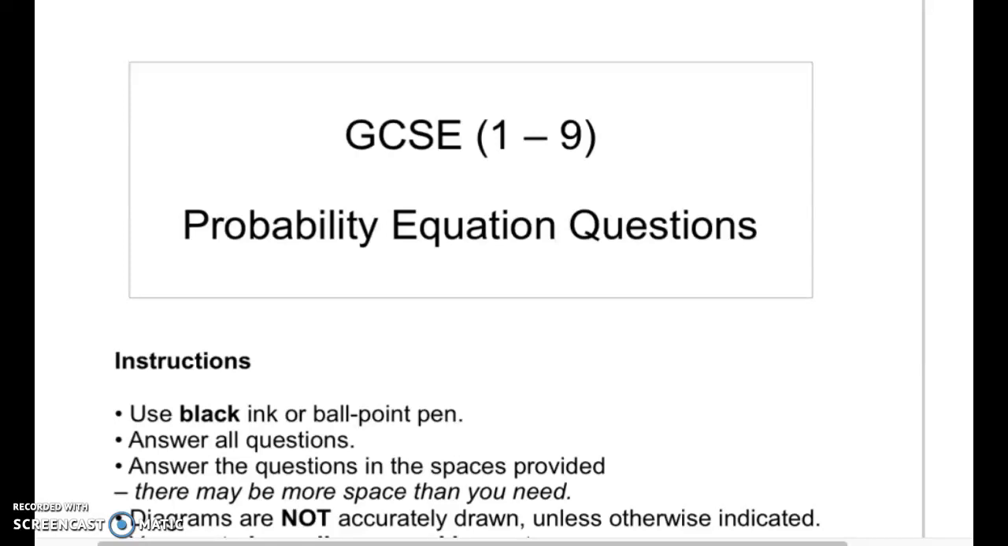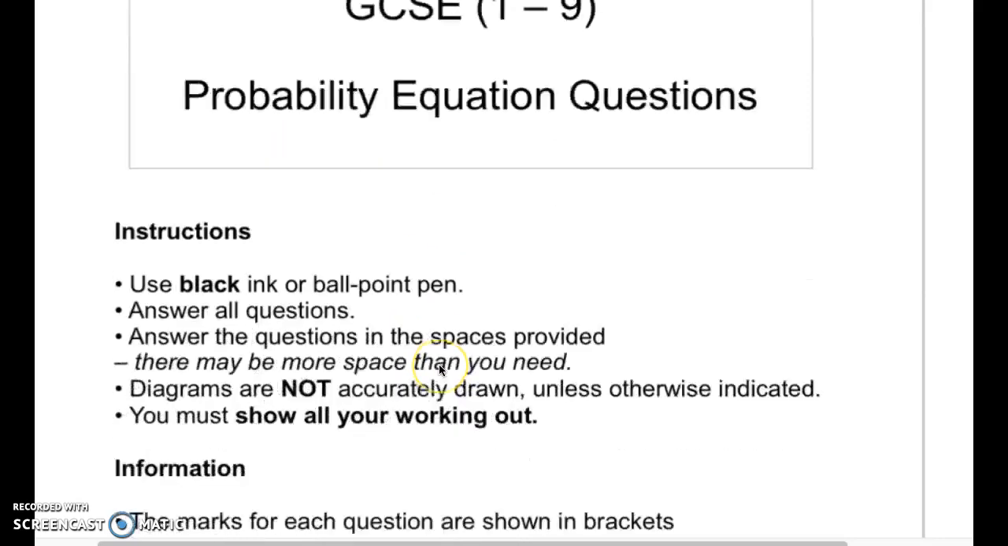Alright guys, this is probability equation questions, GCSE 1 to 9 specification.